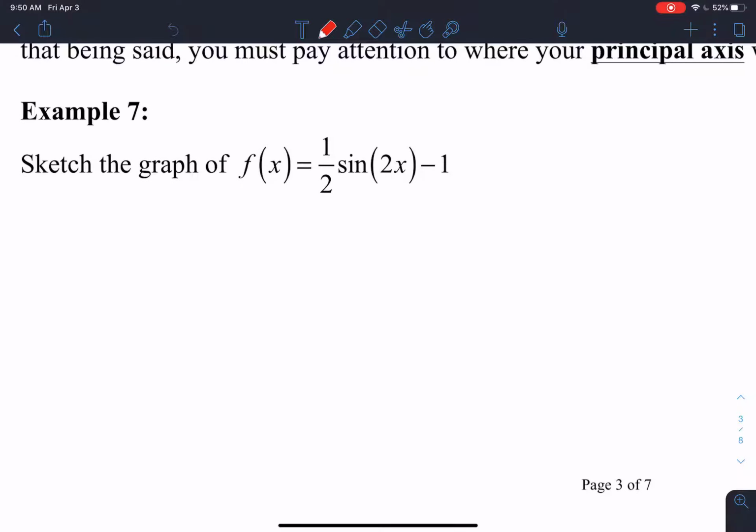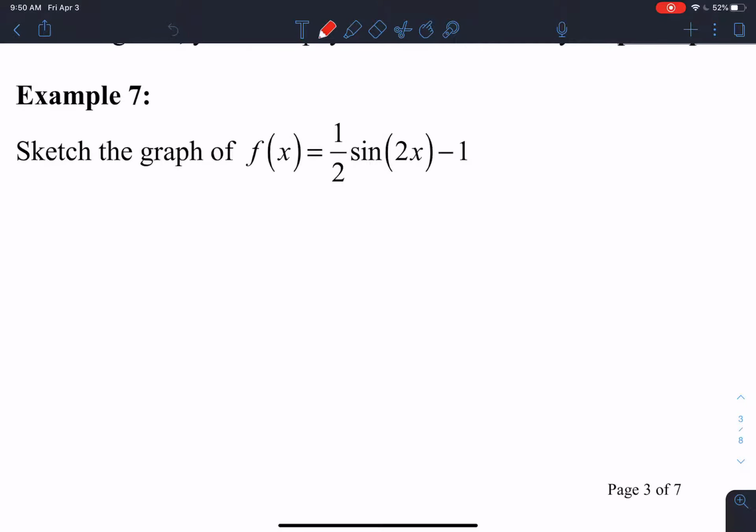So for number 7, it says sketch the graph of 1/2 sine of 2x minus 1. Okay, so this minus 1 here is going to move my entire graph down 1. So what that means also is that your principal axis is also going to change. So instead of going to the x-axis when you do your axis points, now it's going to go to y equals -1 because of the shift down 1. So this changes the principal axis to y equals -1.